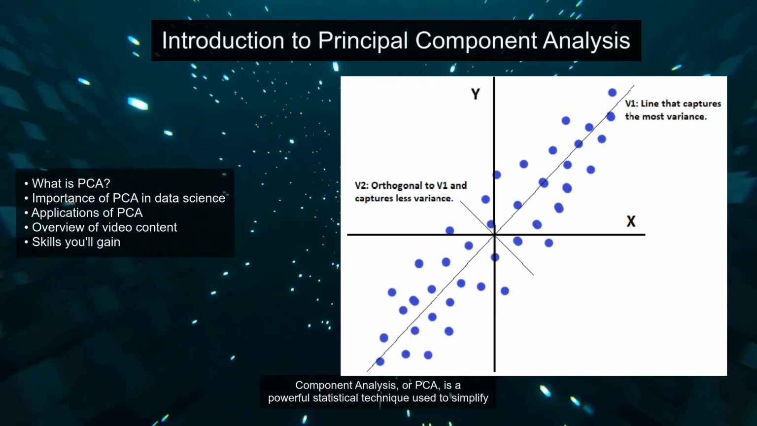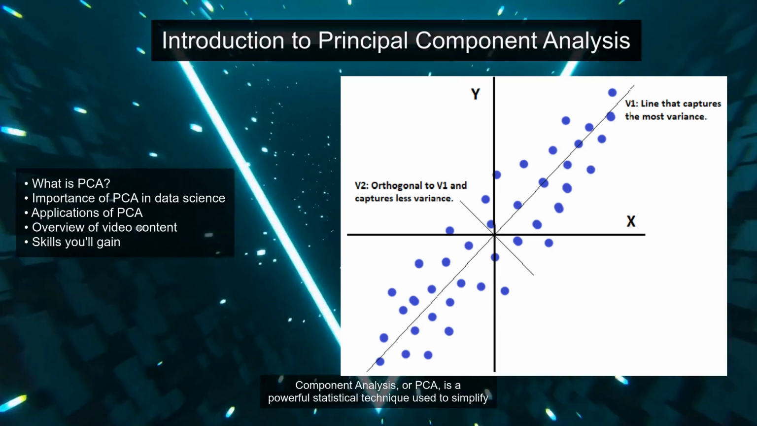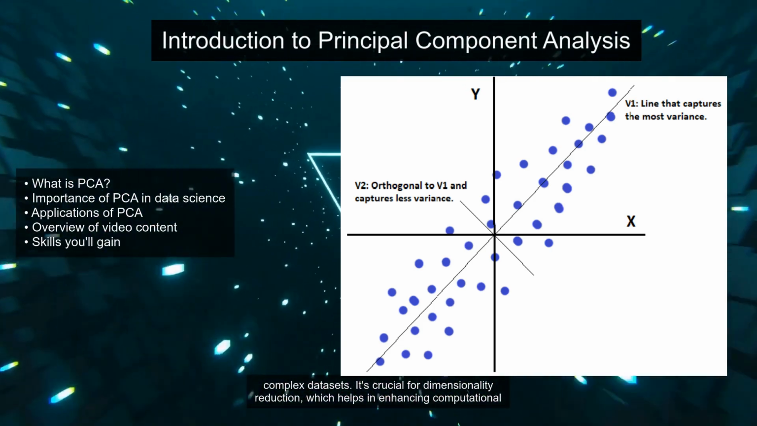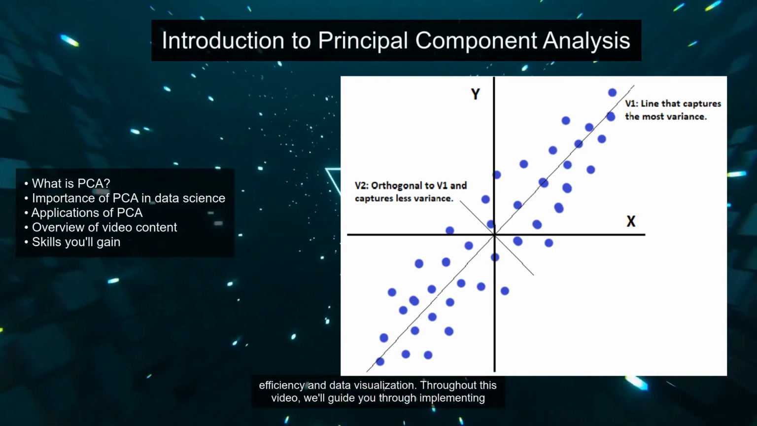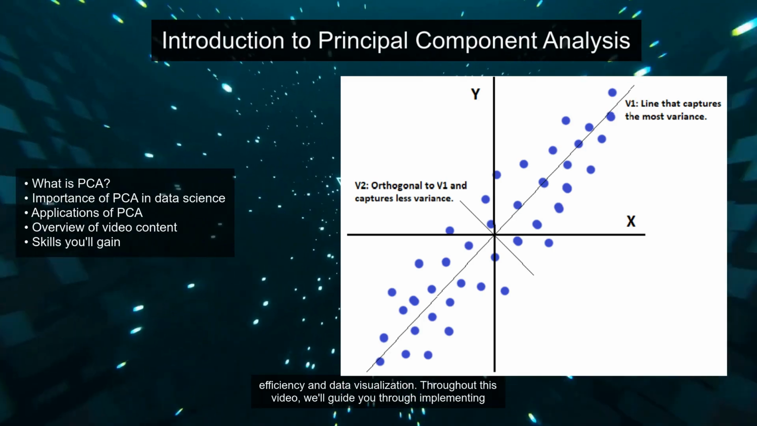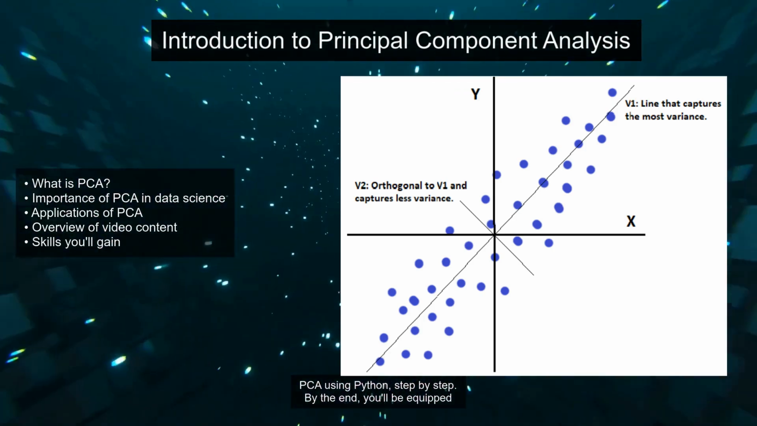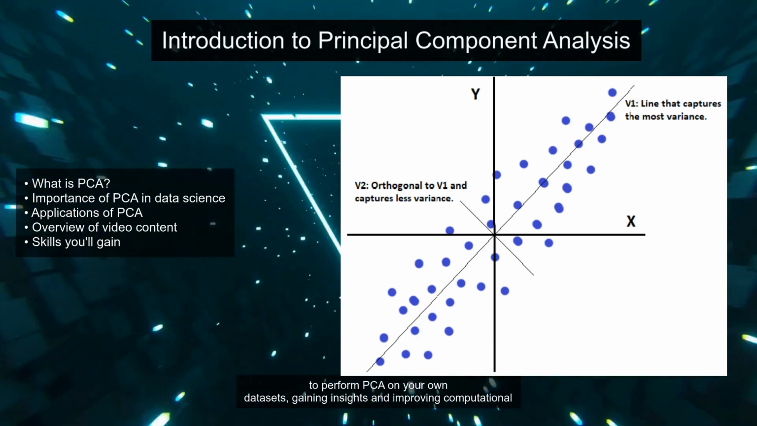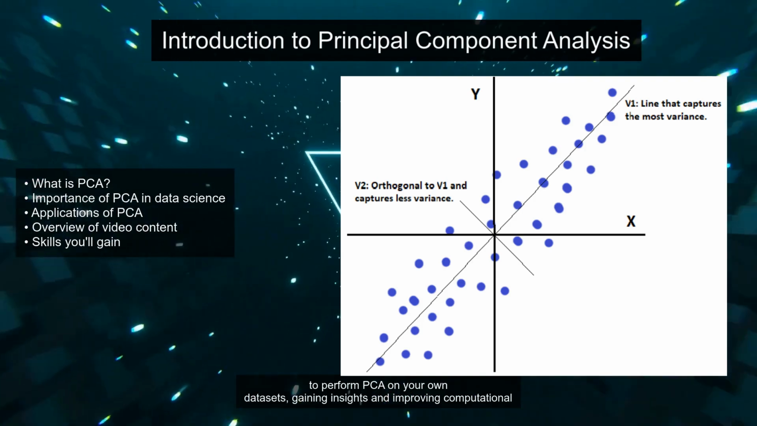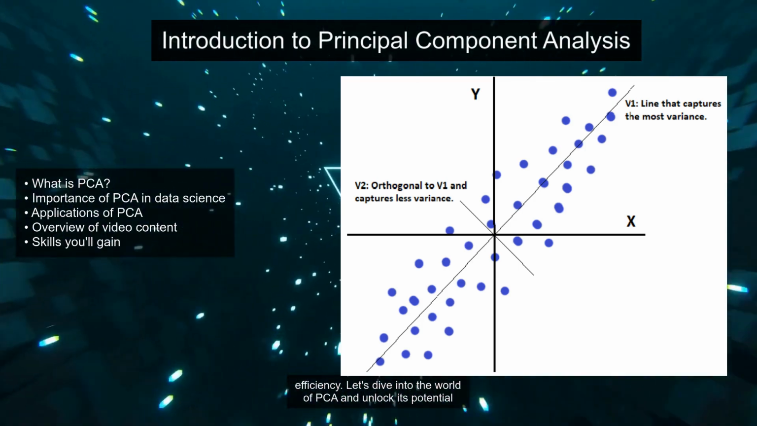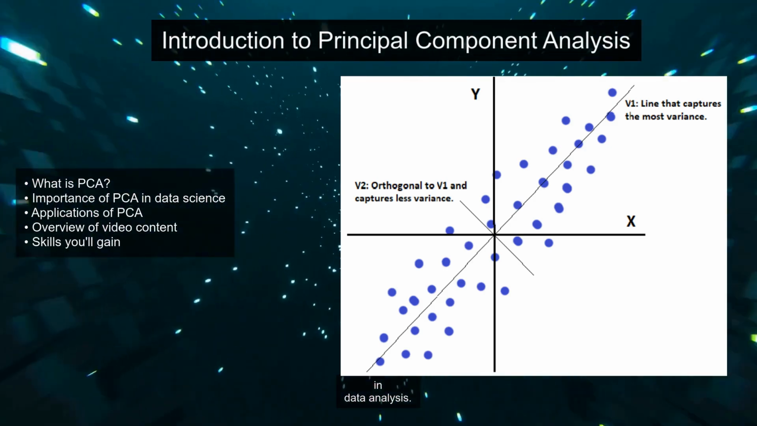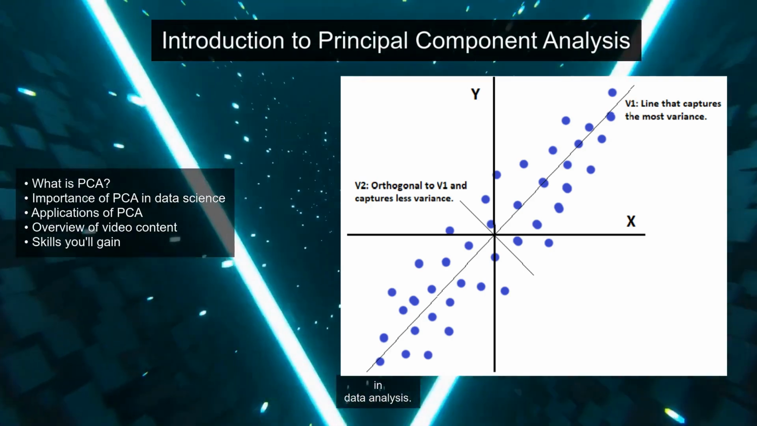Principal Component Analysis, or PCA, is a powerful statistical technique used to simplify complex datasets. It's crucial for dimensionality reduction, which helps in enhancing computational efficiency and data visualization. Throughout this video, we'll guide you through implementing PCA using Python, step by step. By the end, you'll be equipped to perform PCA on your own datasets, gaining insights and improving computational efficiency. Let's dive into the world of PCA and unlock its potential in data analysis.